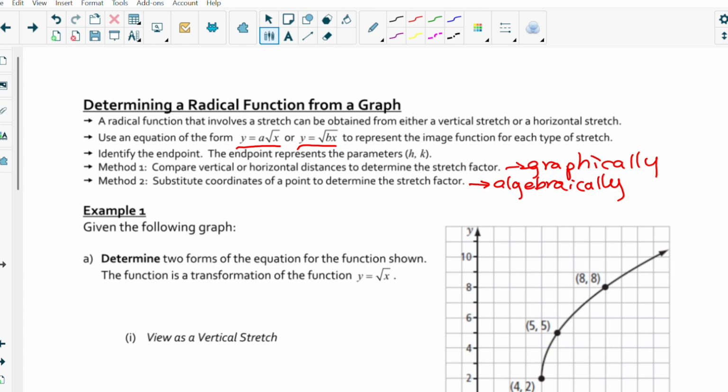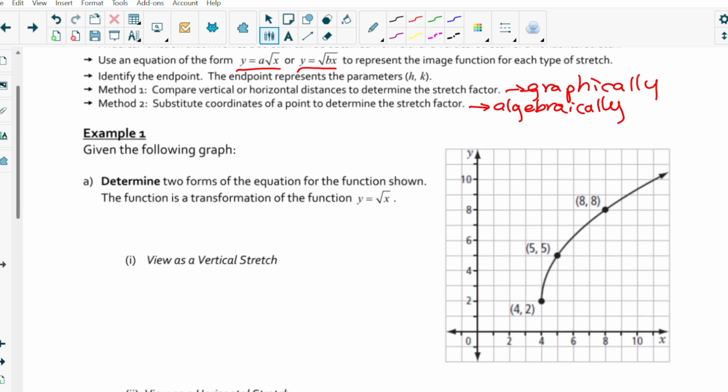Okay, example 1. Given the following graph, determine two forms of the equation for the function shown. The function is a transformation of the function y equals square root of x. So the first thing I'm going to do is graph what the function would look like without the stretches, but still with the translations applied.